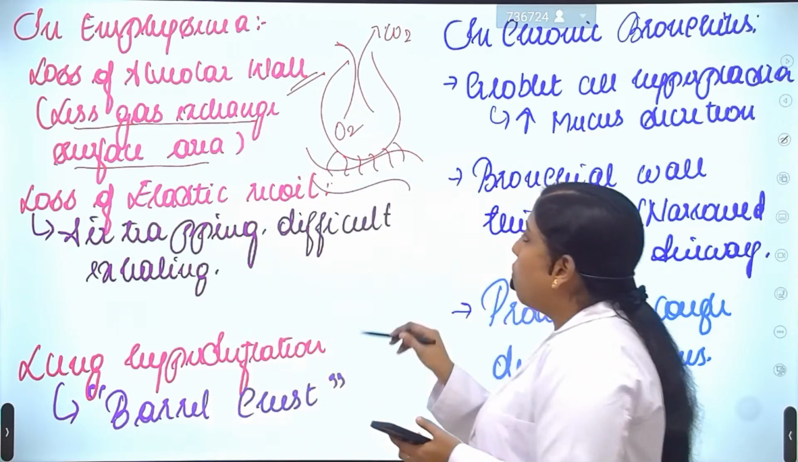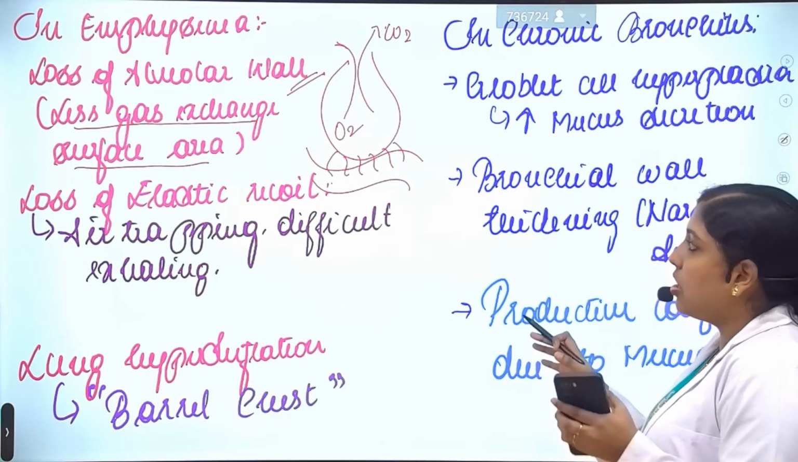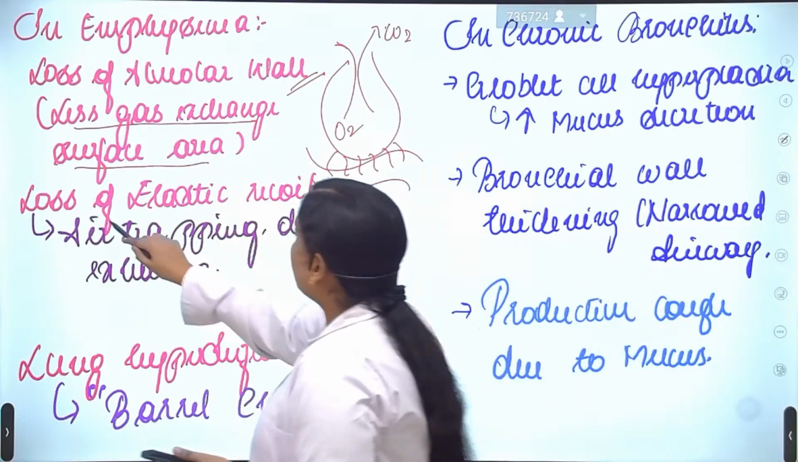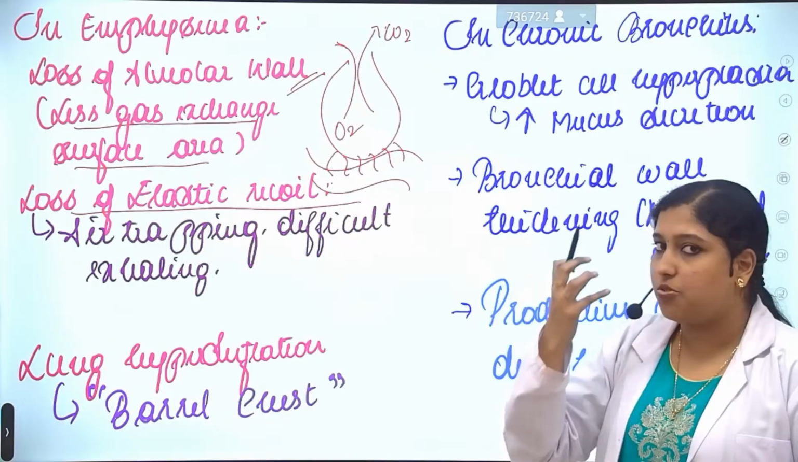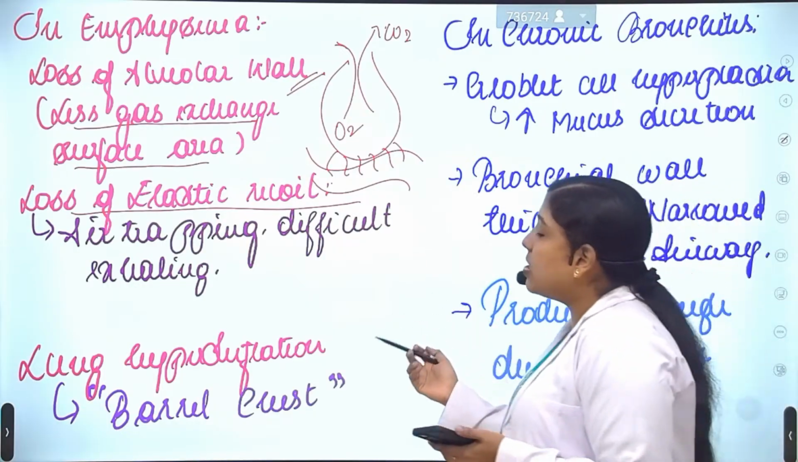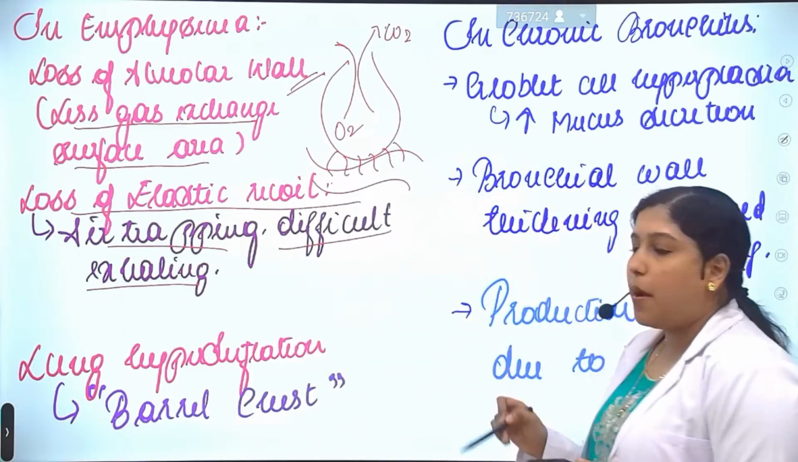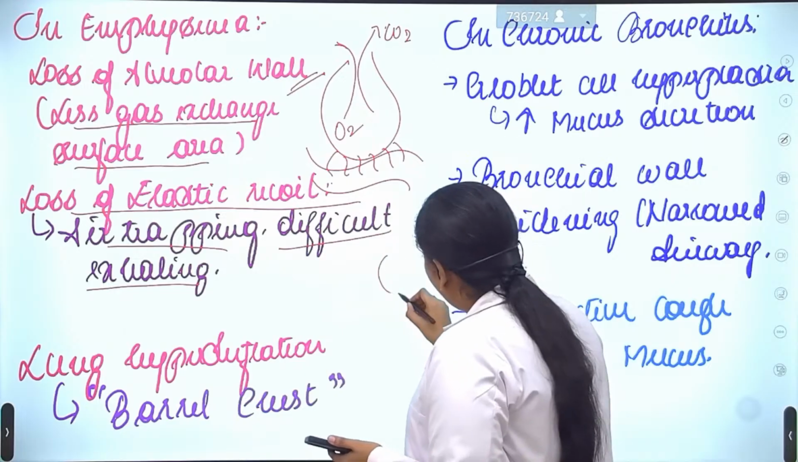So when there is less surface area and the alveolar wall is damaged, this in turn causes less gas exchange. So loss of elastic recoil, which means the pressure which the alveoli has to maintain is disrupted. This in turn causes air trapping and difficulty in exhaling. Normally the alveoli should be this size.